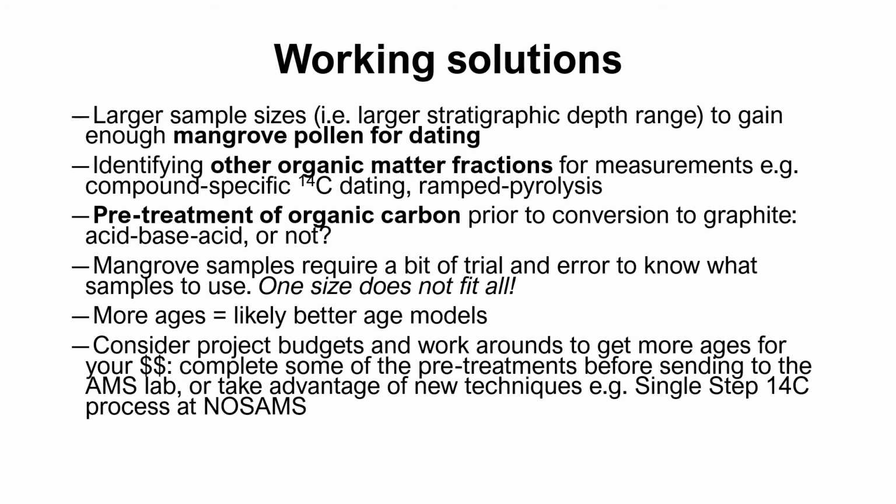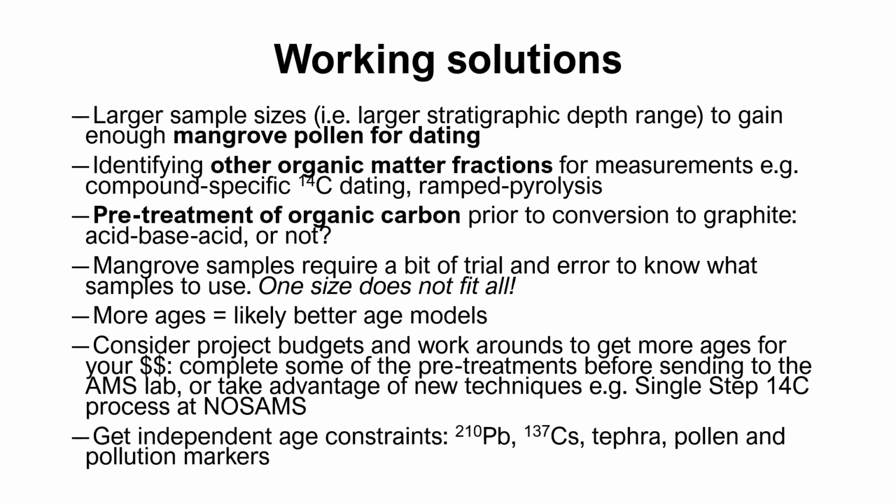complete some of the pre-treatments before sending them to the AMS lab, or take advantage of new techniques. For example, there's a new technique called the single-step radiocarbon process at NOSAMS. You can probably ask Roberta a little bit more about that, but essentially it means the price of a radiocarbon age is reduced, and you should be able to get more radiocarbon ages with a slightly higher uncertainty than if you used the regular approach.